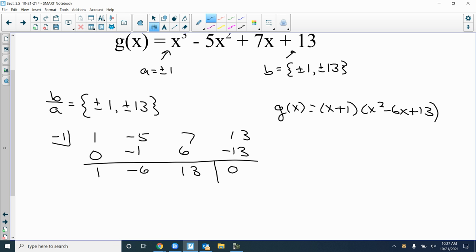So let's use that. A is 1. B is negative 6. C is 13. So x equals opposite of B. Well, I want to write it down for you.